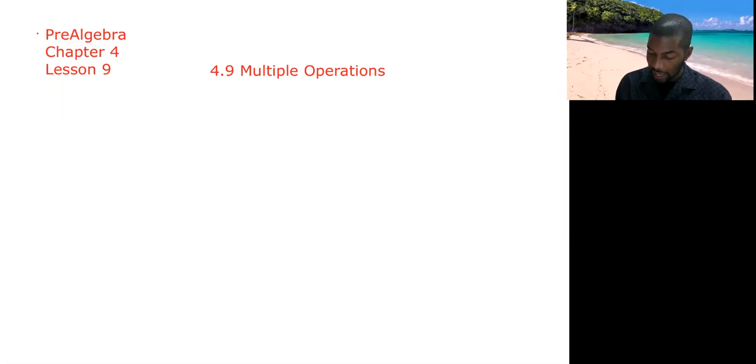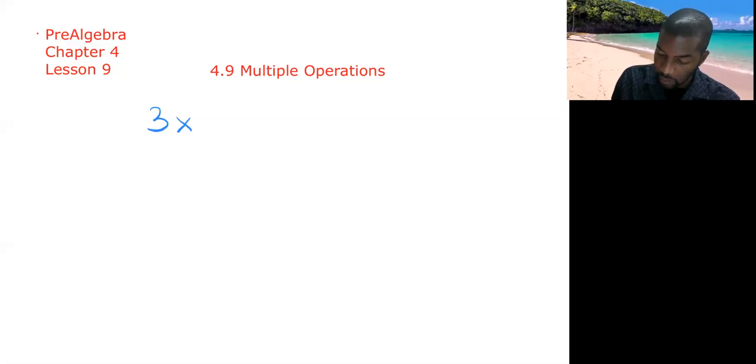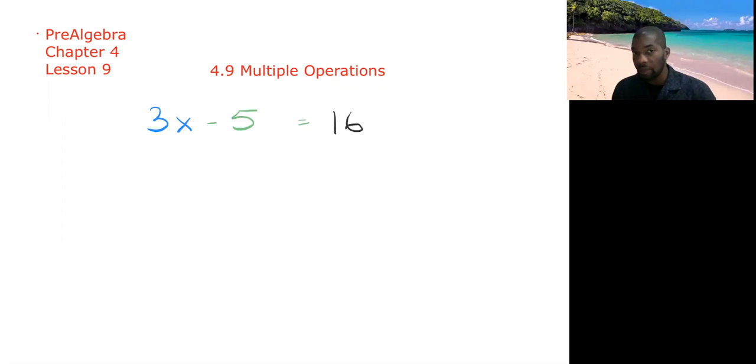Let's say I have an equation that looks like this. 3x minus 5 is equal to 16. Now, this is something we haven't seen before. Usually, we either see just the multiplication or just the subtraction, and then we have to find the variable. But today, we are having equations that have multiple situations.